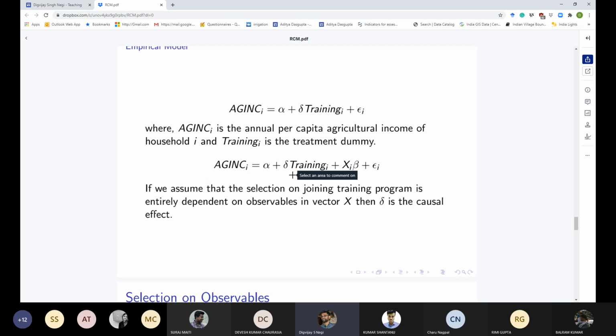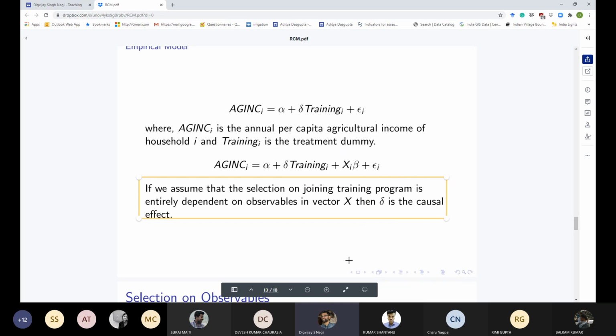independent of the treatment assignment was independent of the outcomes, conditional on all these controls that you have in X. So you are basically making the conditional independence assumption here. Conditional on these control variables, the assignment of training was as good as random. Okay. So that's what is written over here.